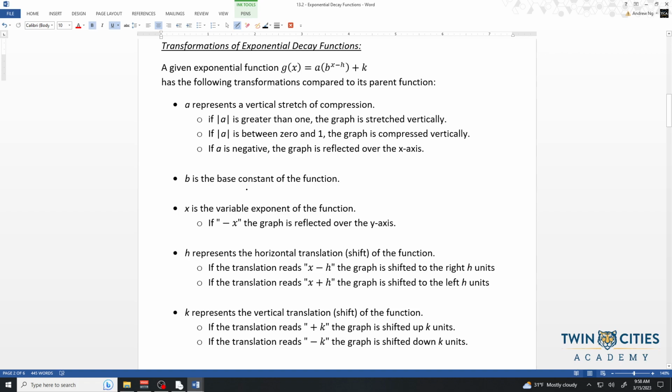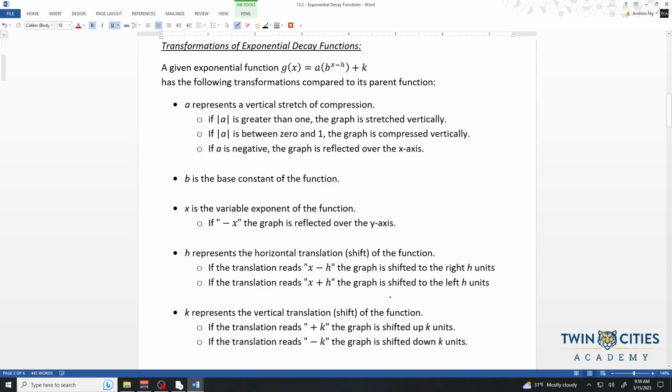b is the base of the function. So this will be what number is the base to that exponent. And x is the variable here. If it's negative x, then the graph is reflected over the y-axis. So this would be a horizontal reflection. h represents my horizontal translation. So this is shifting left and right. Again, because this is horizontal, it's kind of the opposite of what I would think. If it says x minus h, the graph is shifted to the right that many units. If the translation is x plus h, then we're shifting to the left that many units.